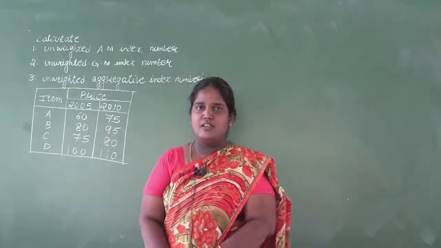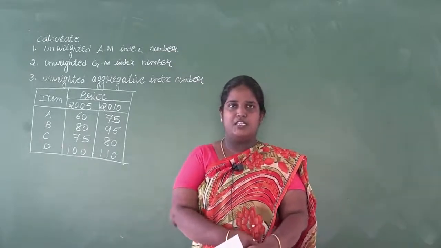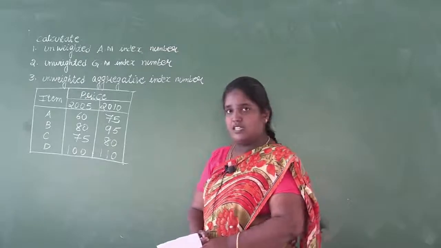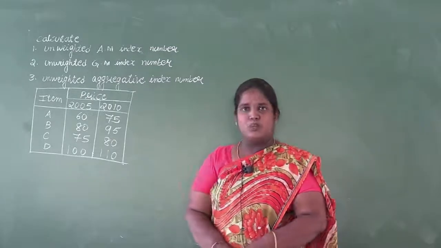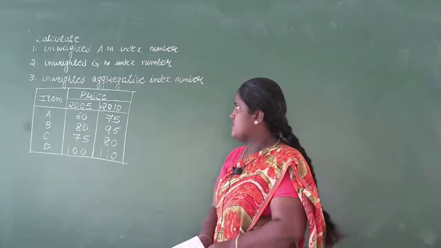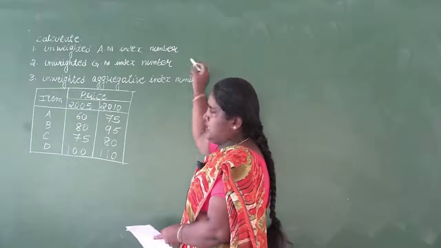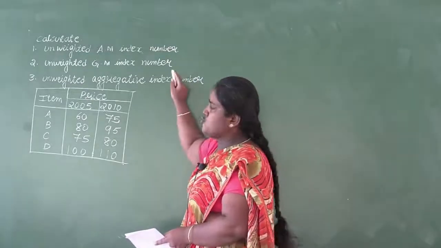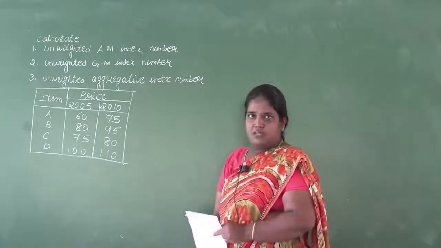Good morning, students. In the previous session we studied the problems regarding the simple aggregative and simple average of price relatives unweighted method. Today we are going to continue with the same type of problems. So I have written the question here. Calculate unweighted arithmetic mean index number, unweighted geometric mean index number and unweighted aggregative index number.